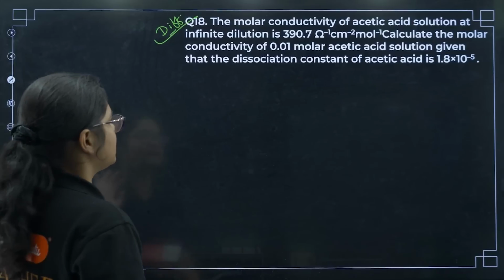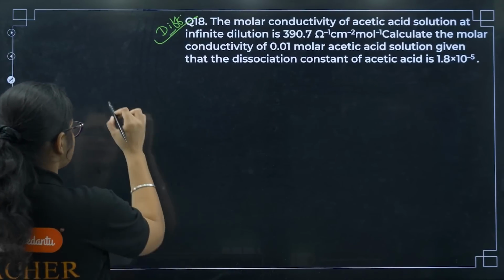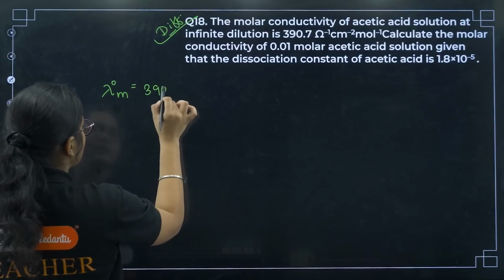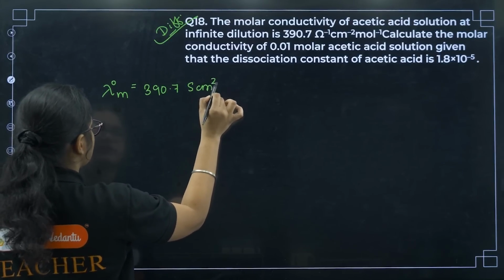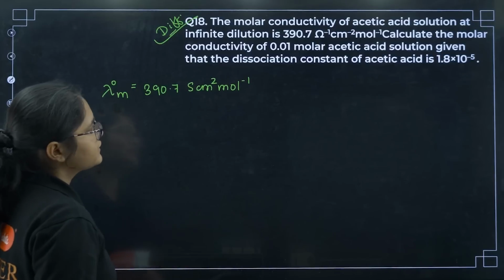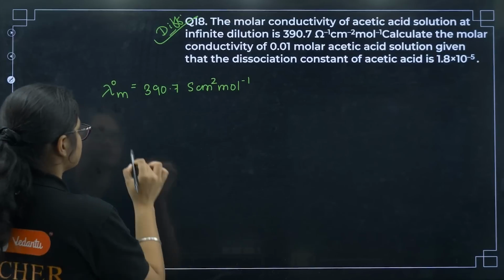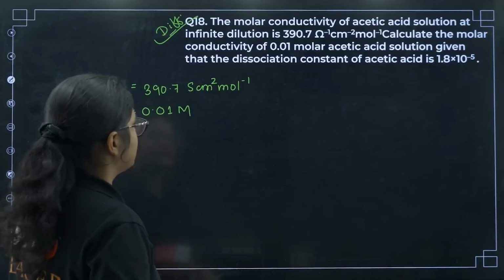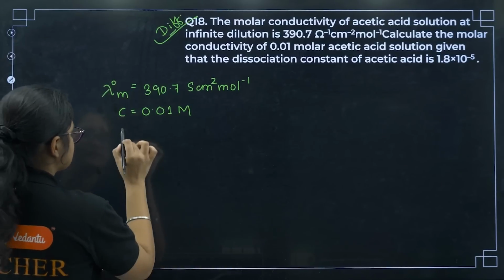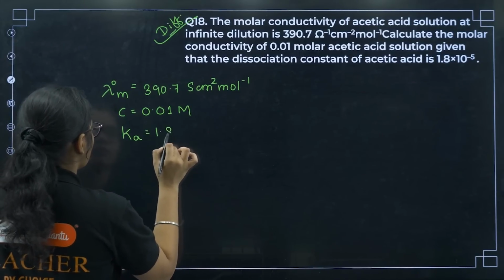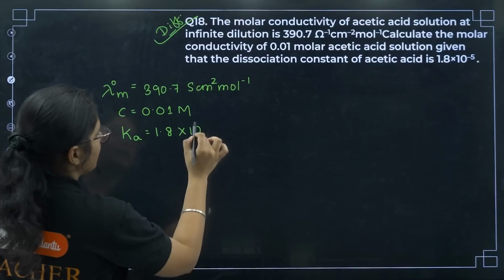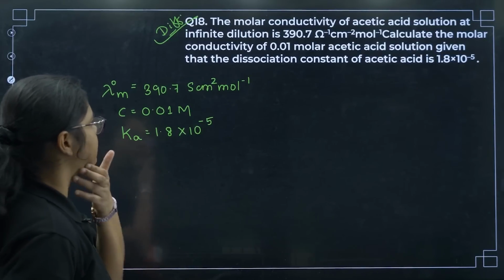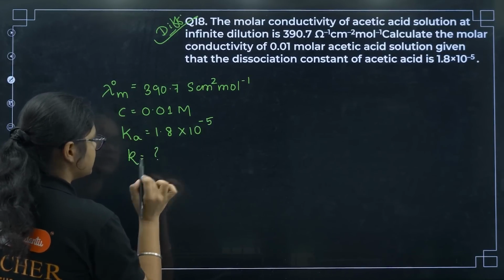First, let us note down the data that are given. Molar conductivity at infinite dilution, lambda naught m, is given: 390.7 S centimeter square mole inverse. The concentration is 0.01 molar. The dissociation constant of acetic acid, Ka, is 1.8 into 10 to the power of minus 5. These are all the things given to us. We have to calculate the molar conductivity of this solution.